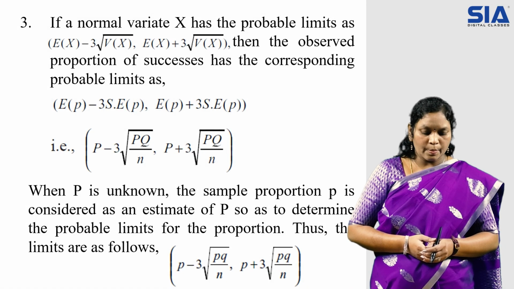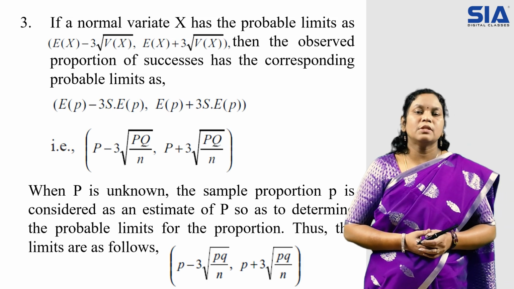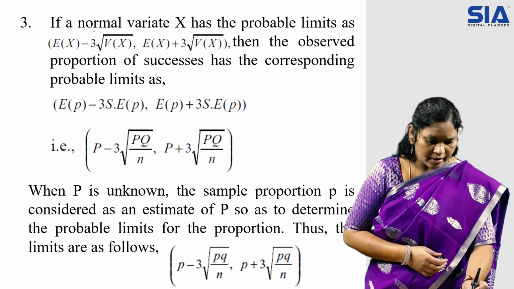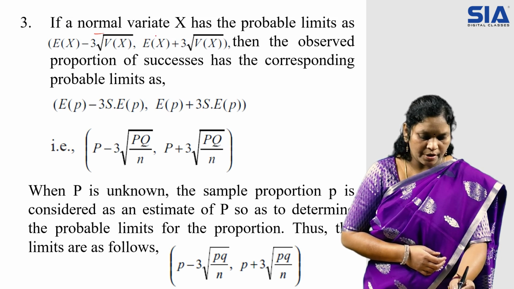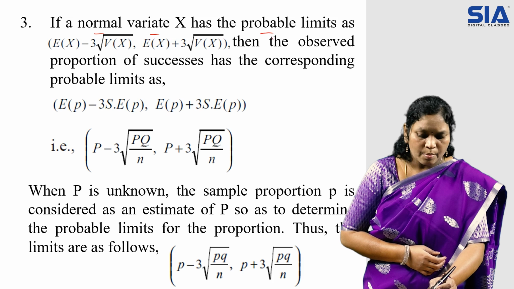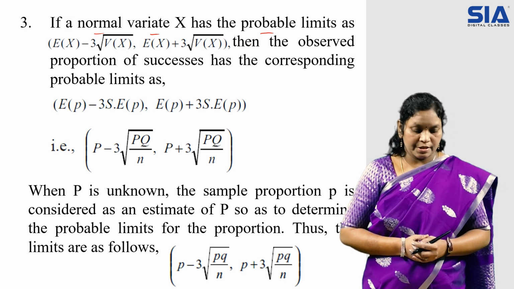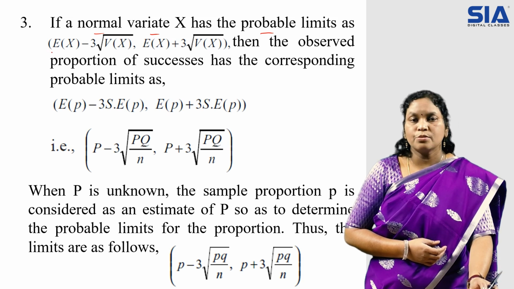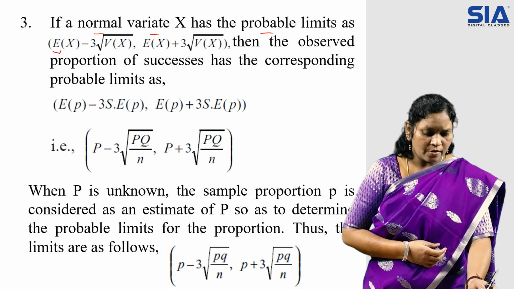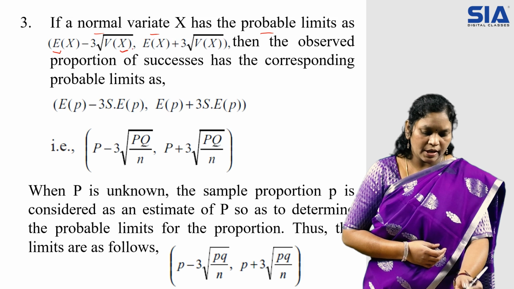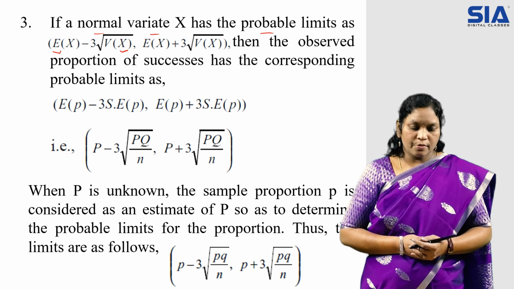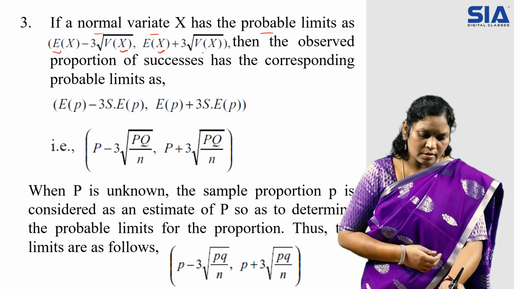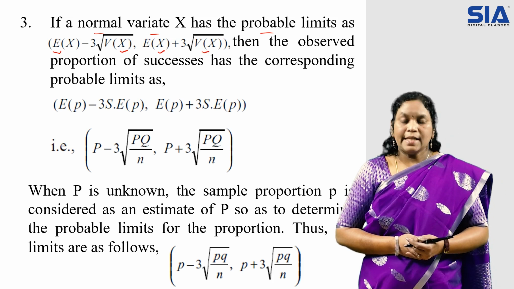Now let us go for the third point. Here let us derive how the limits are obtained for the single proportion. Again it comes from the normal variate. If a normal variate x has probable limits, we know the mean and variance, and we consider the root over variance. So the first limit is E of x minus 3 into root over variance, the negative value, then the next limit is the positive value, E of x plus 3 into root over v of x.